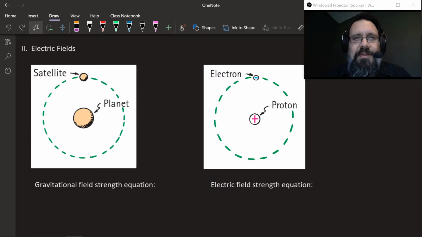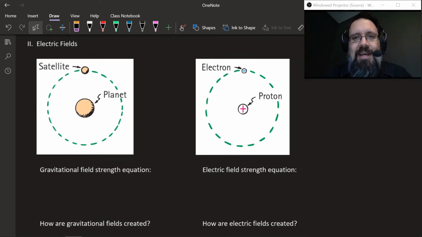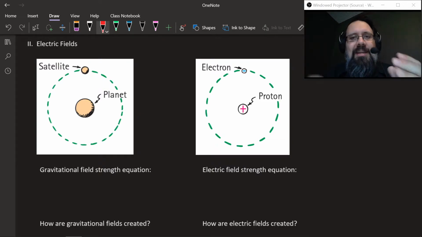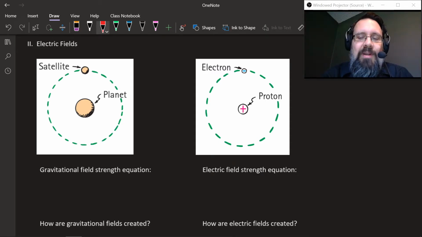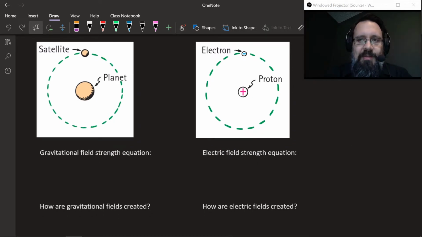So electric fields are very similar to gravitational fields. Rather than teaching you a new concept, I'm just going to introduce this by comparing it to gravity. So we've seen this picture before. The idea of a planet going around the sun is very similar to the idea of an electron going around an atom. They're very similar systems, except one is the gravitational force and the other is the electric force. All right, so let's write out some equations first.